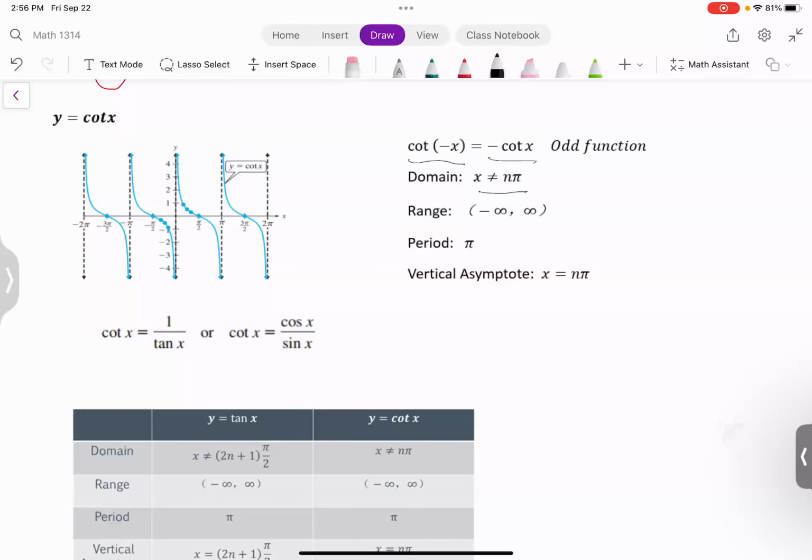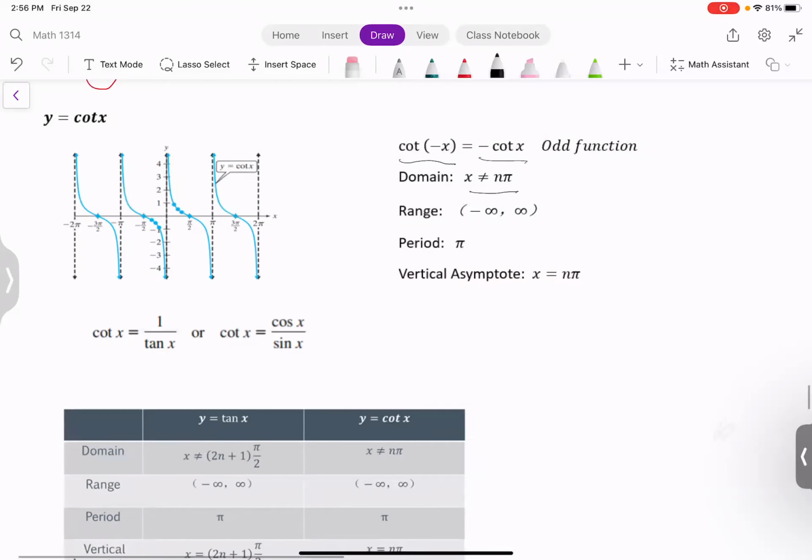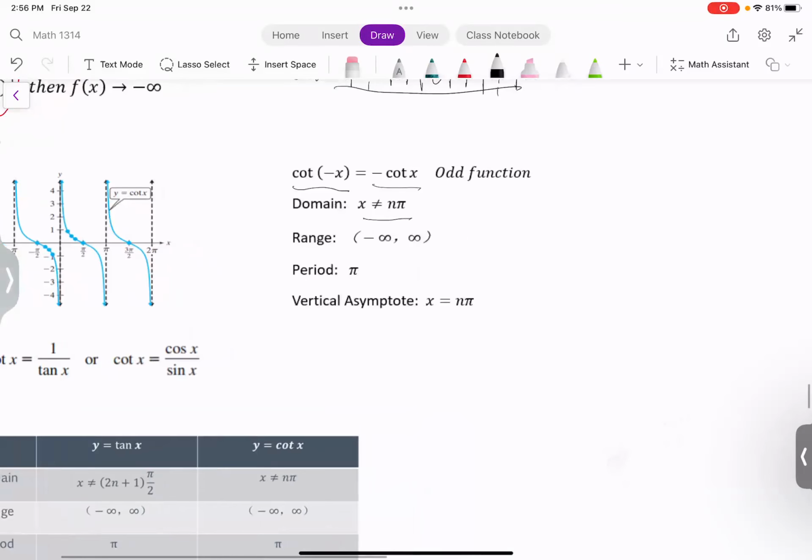The domain is x not equal to n pi. What's the meaning of this? We can use the unit circle to help us find the domain of the cotangent. If I have a point here on the unit circle, this is (1, 0). If I have a point here on the unit circle, this one is (-1, 0). What is the cotangent of the point here? The angle is 0. Sorry, I said tangent, I mean cotangent.